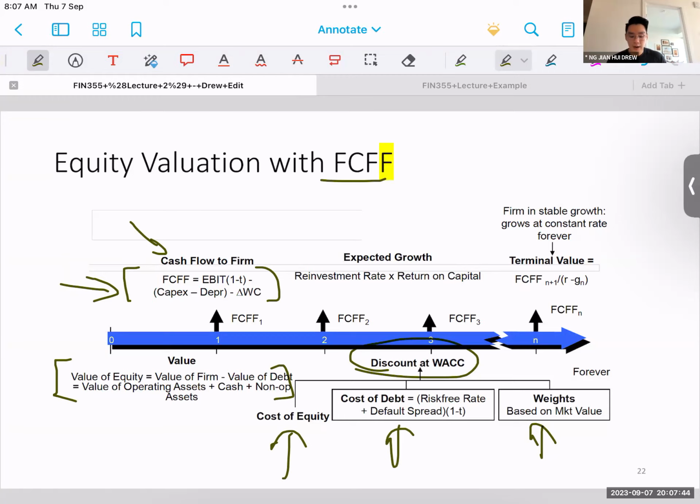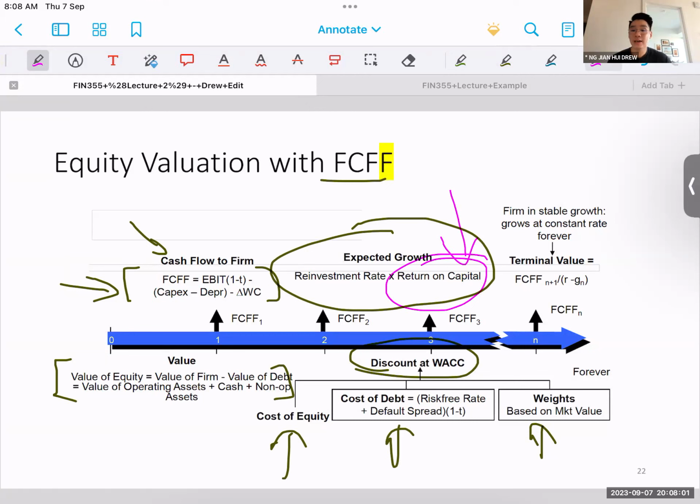Now, for the growth factor, remember, we always have to determine the terminal value, and terminal value is usually determined by the growth factor. What is key to take note of is that we need to use the return on capital. Recall that for DDM, we use the ROE, return on equity, right? Because now we are valuing the firm, we need to use the return on capital instead. So that's different. Return on capital and return on equity are different, because remember, capital is debt plus equity, while equity alone is just equity.